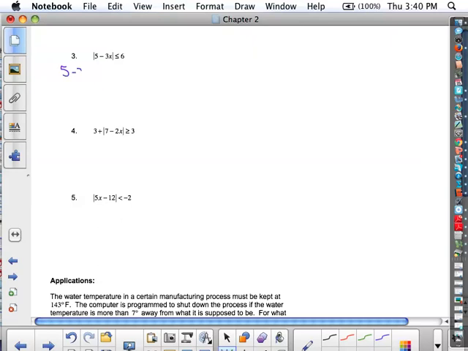So 5 minus 3x is less than or equal to 6, minus 5 minus 3x is less than or equal to 6. So minus 3x is less than or equal to 1. X is greater than or equal to negative 1/3. And I have minus 5 plus 3x less than or equal to 6. So 3x is less than or equal to 11. So x is less than or equal to 11/3.